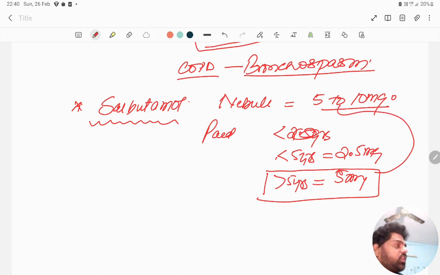This nebulization can cause tachycardia, tachypnea, tremor, and hypokalemia. So these are the four side effects that you should know: tachycardia, tachypnea, tremors, and hypokalemia.